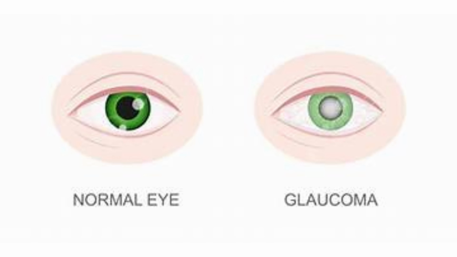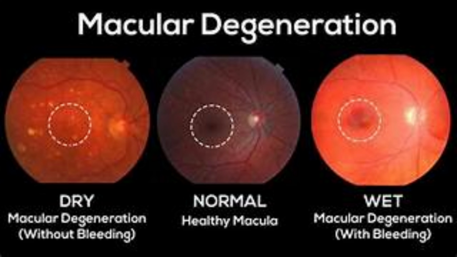Glaucoma is a group of eye conditions that damage the optic nerve, often due to high intraocular pressure. It can lead to vision loss if not treated promptly. Macular degeneration. Macular degeneration affects the macula, the part of the retina responsible for sharp central vision. It can lead to a gradual loss of vision in the center of your visual field.